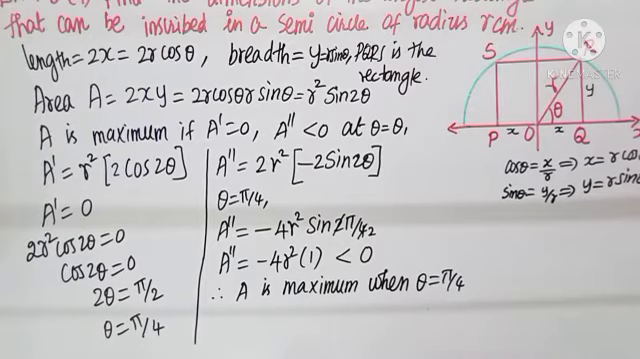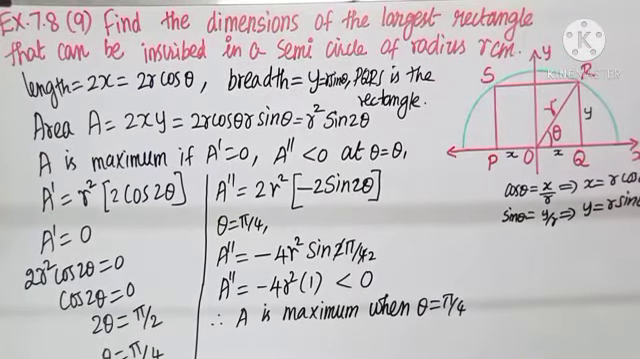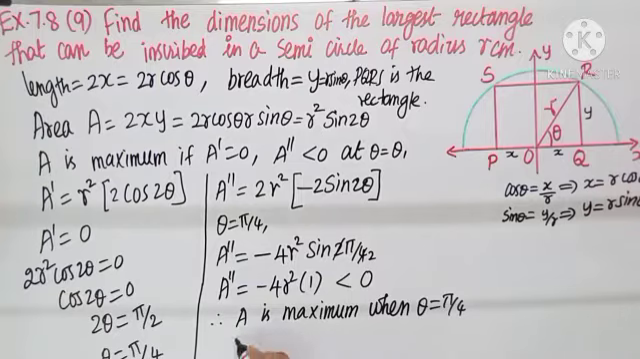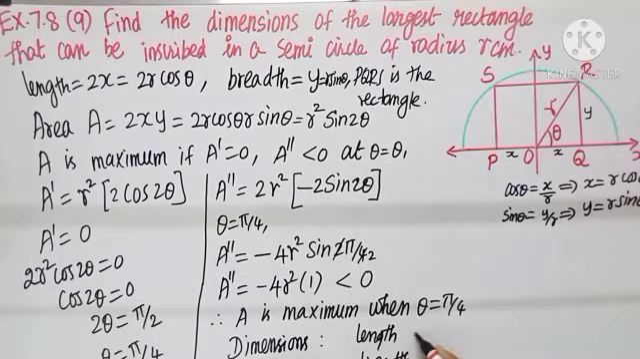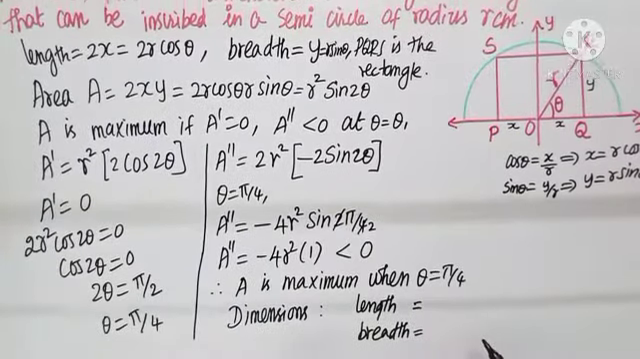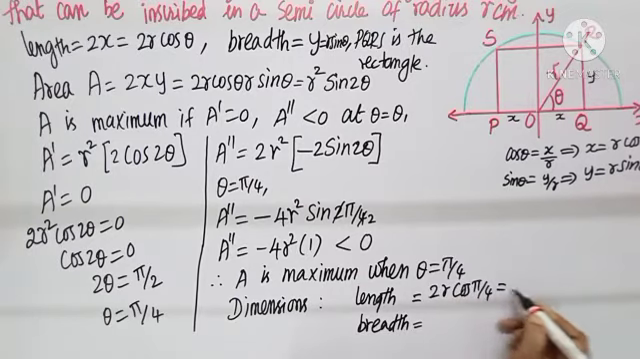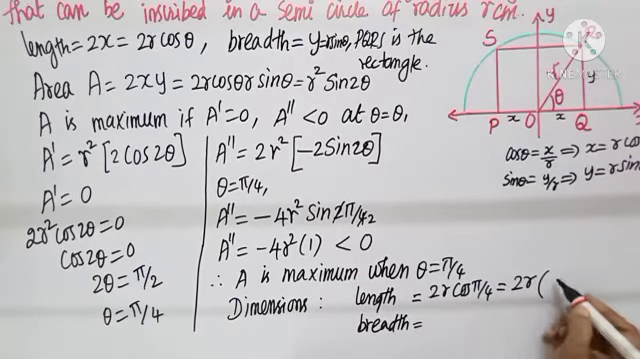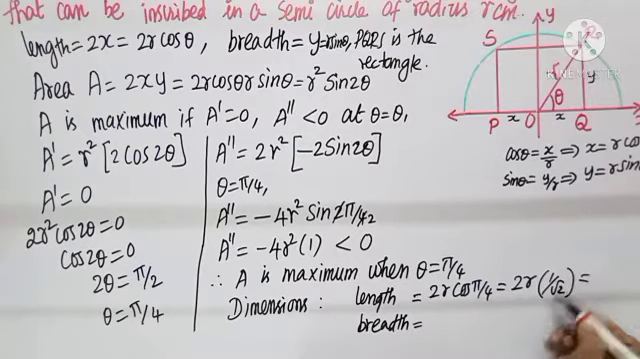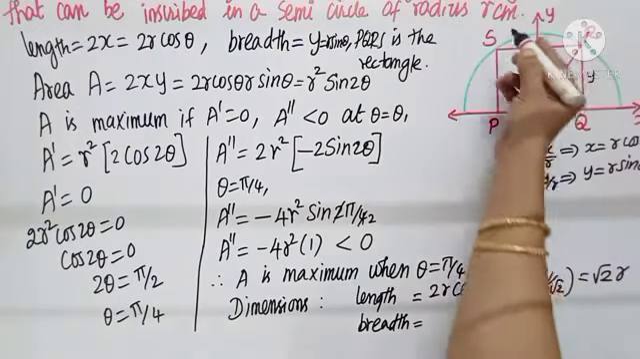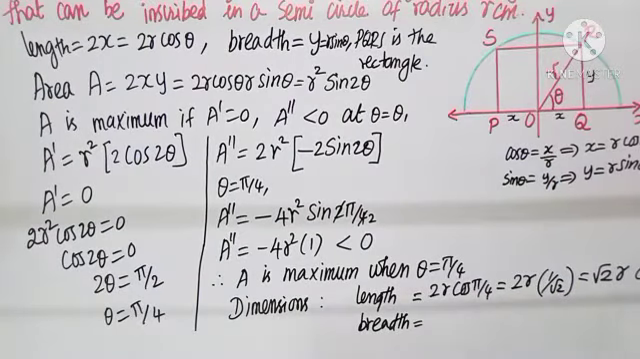The question is to find the dimensions of the largest rectangle. So dimensions. What do you mean by the word dimensions? We must write the length and breadth of it. What is the length actually? The length is 2r cos theta, 2r cos pi by 4. Cos pi by 4 is 1 by root 2. Root 2 and 2 cancel. We get root 2r. Given centimeter, so the unit is centimeter.